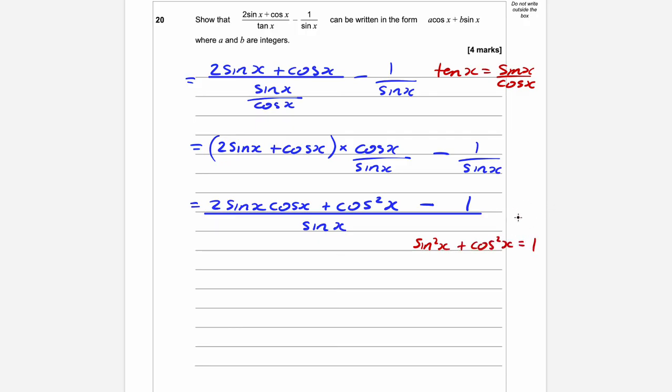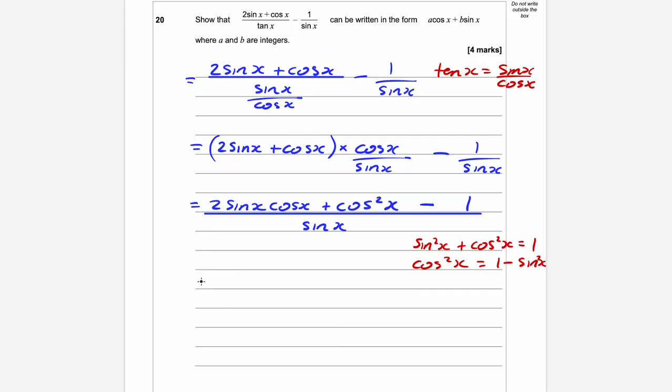Now, if I do this, I'm going to say cos squared x is actually equal to 1 minus sine squared x. So now I'm going to change this cos squared into 1 minus sine squared, and you'll see why this will work in a second.